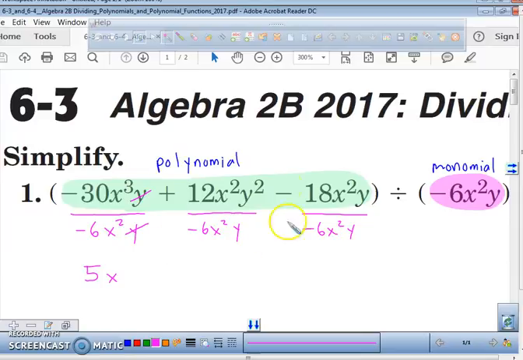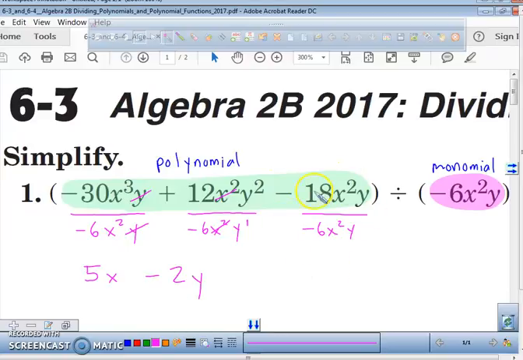Second group right here. What are we going to divide? The 12 and the negative 6. What happens there? Negative 2. What's going to happen to all of the x's? They all cancel out. And we have a 2 here and a 1 there. What's 2 minus 1? Just 1. And you're done with that one.